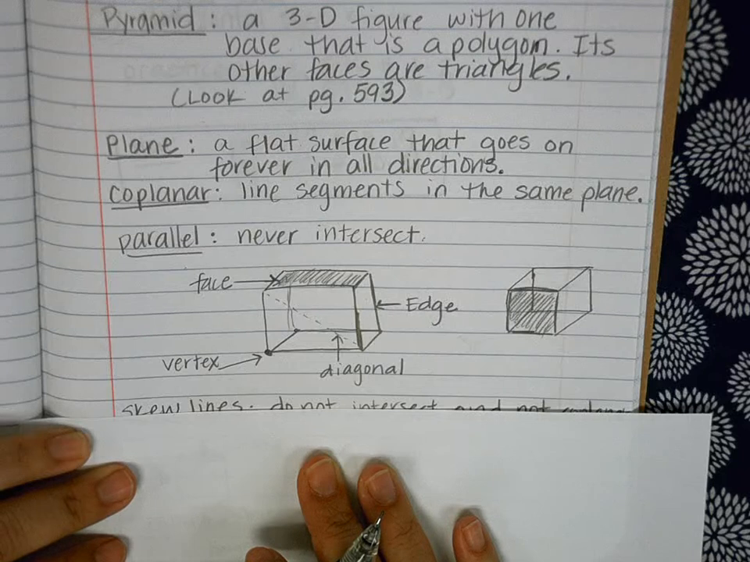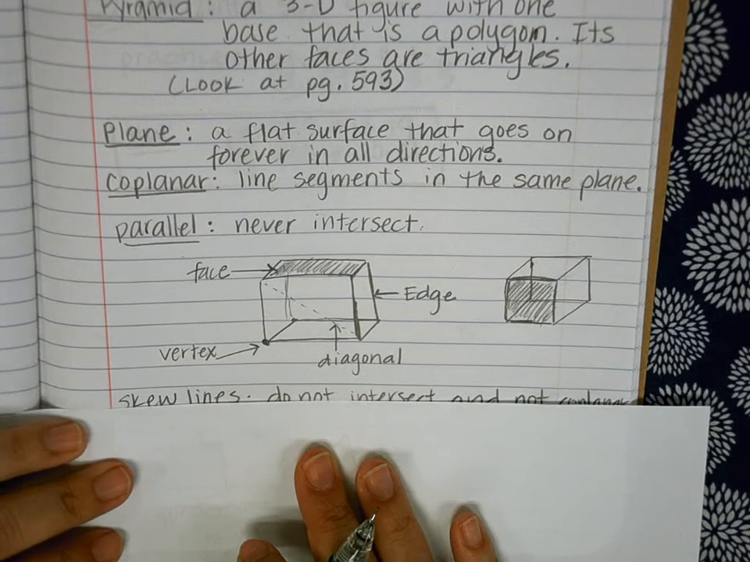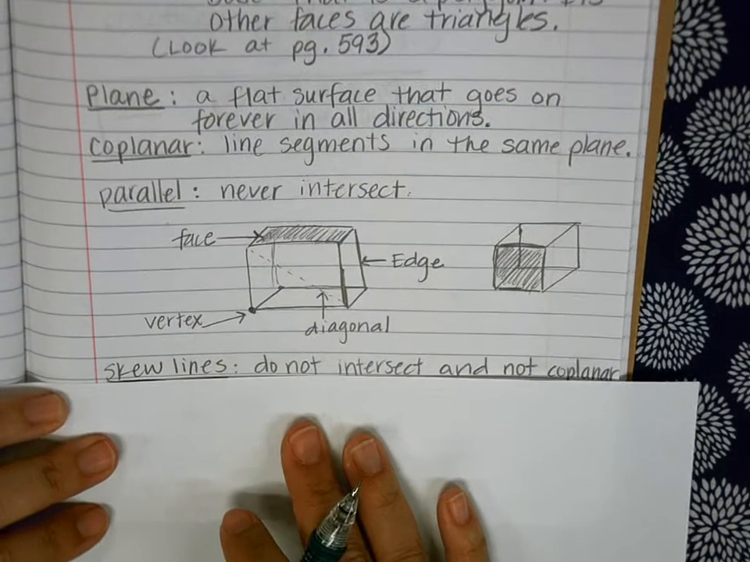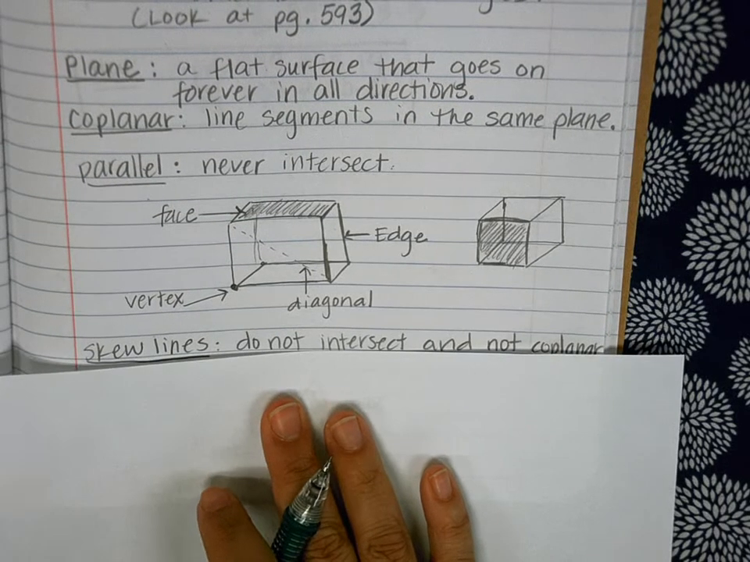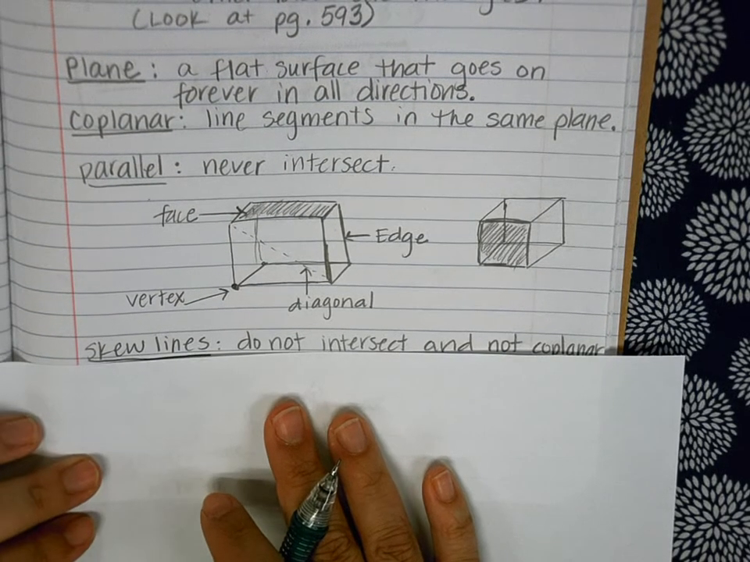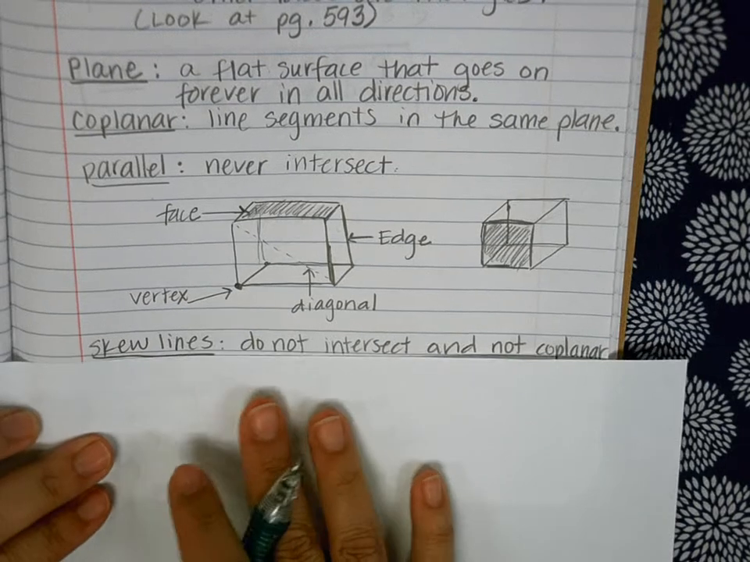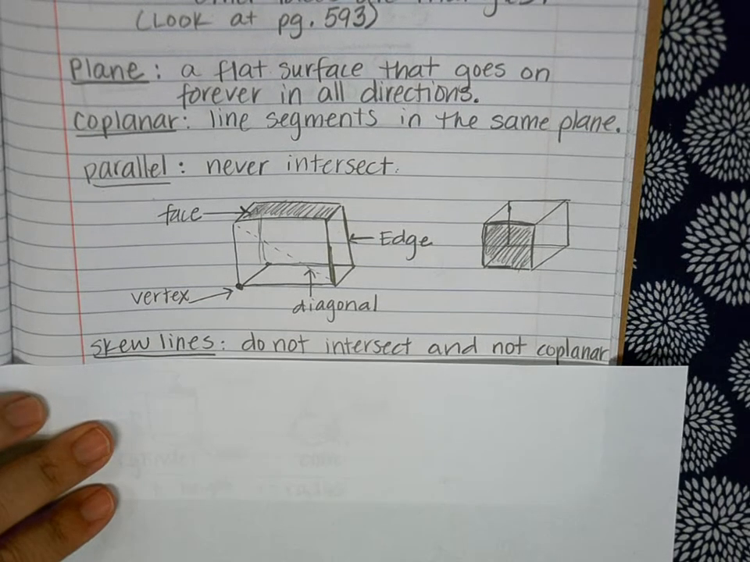All right, skew lines. Yeah, question? Is there something called 4D? Yeah, it's 4D. We'll talk about that later, but yeah, there is. If you want to know, you can Google it before then.